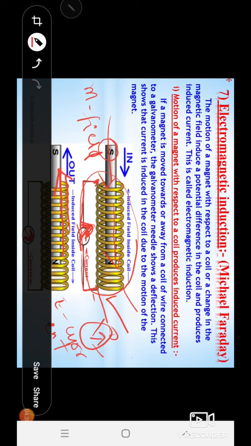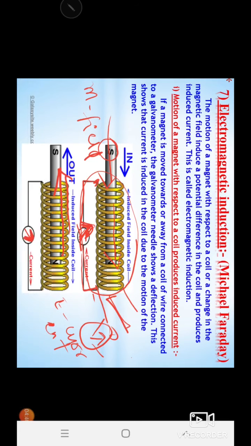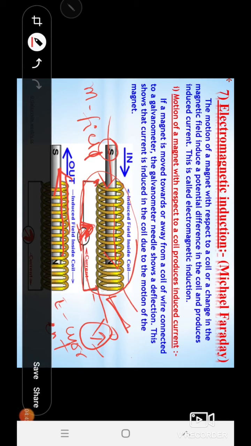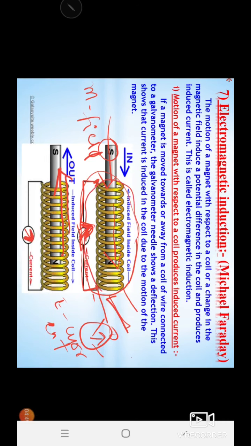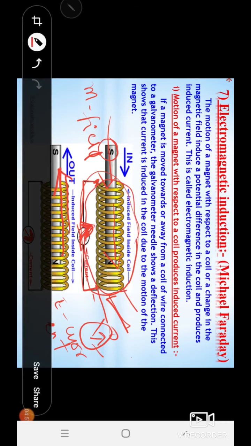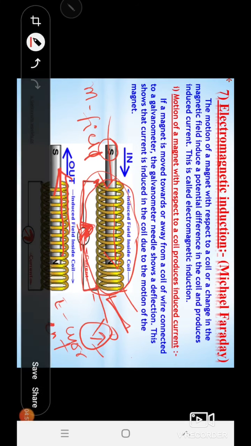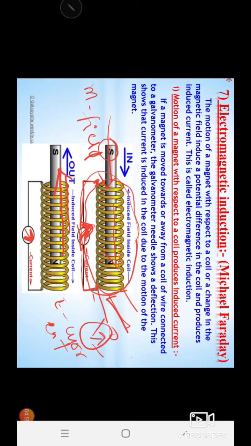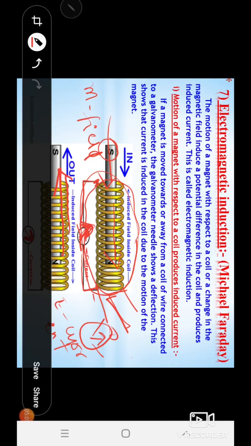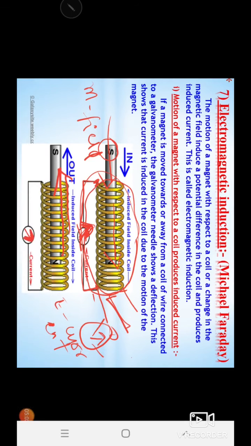In these two activities you observe that whenever you place a bar magnet near this conductor, it changes the magnetic field. The change in magnetic field produces the current. This is called electromagnetic induction, and this was given by a great scientist, Michael Faraday.